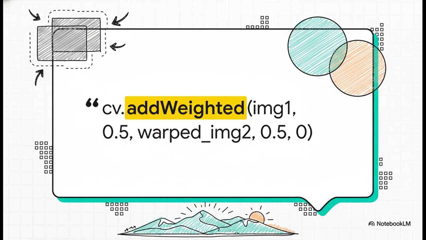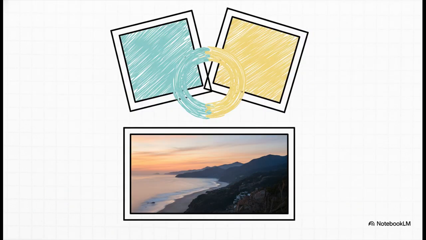Here's the final command that makes it all happen. This function, add weighted, is what does the alpha blending. And you see those 0.5 values? That's the instruction. It's literally telling the computer, take 50% of the pixel color from the first image and add it to 50% of the pixel color from the warped second image. It's just a 50-50 mix. And with that one final instruction, the job is done. The pixels are mixed, the seam completely vanishes, and two separate photos have officially become one continuous, breathtaking panoramic image. The digital stitch is complete.